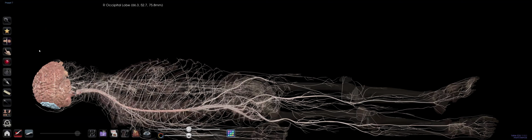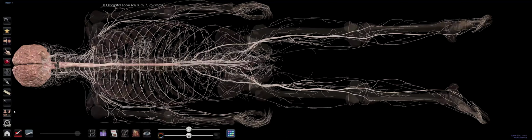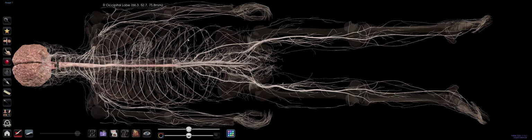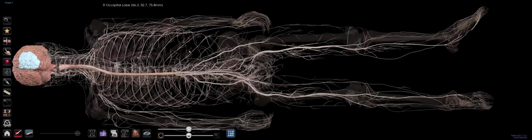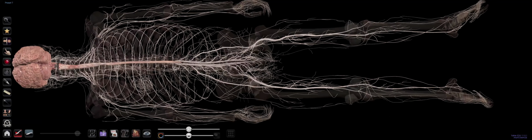Let's put this back into position here. The large nerve that runs down the posterior thigh is what? Yep, sciatic nerve, giving people sciatica right here. Let's see if I can select it. Come on, right there. There's the sciatic nerve right there.